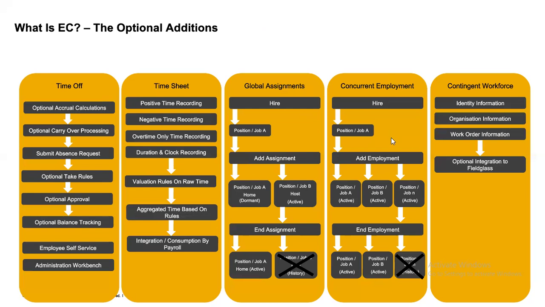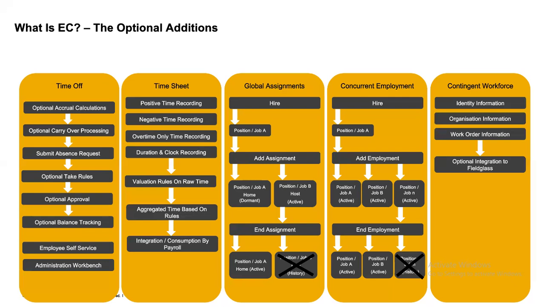Concurrent employment means, for example, there are two legal entities. We can take the example of Tata. Tata has different brands like TCS and Tata International. So there is one employee who is working in TCS and also in Tata International. His working effort is 0.5 in TCS and 0.5 in Tata International. So that is a concurrent employment.